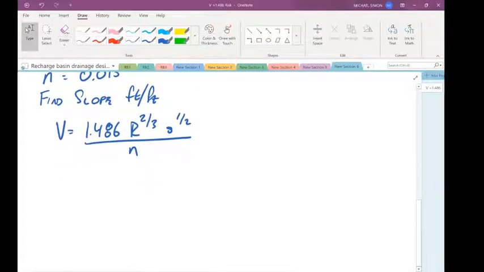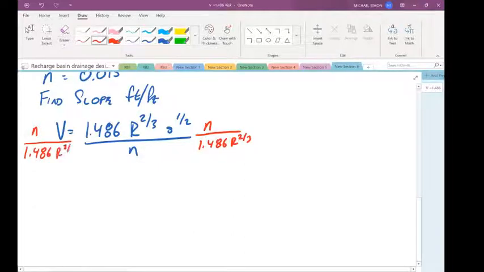So I'm solving for slope. What I'm going to do right away is bring all my terms over to the other side. And this way, that cancels with that cancels with that, and that. And I'm left with an equation of s to the 1/2 is equal to Vn over 1.486 r to the 2/3.